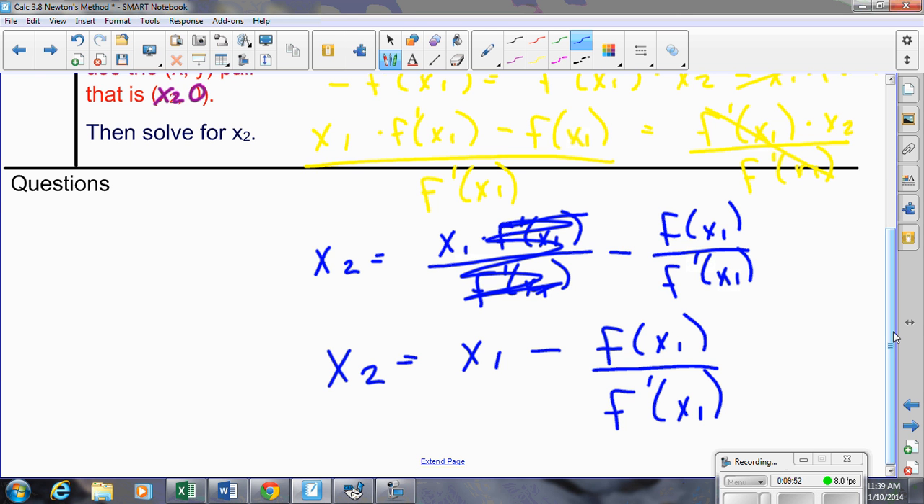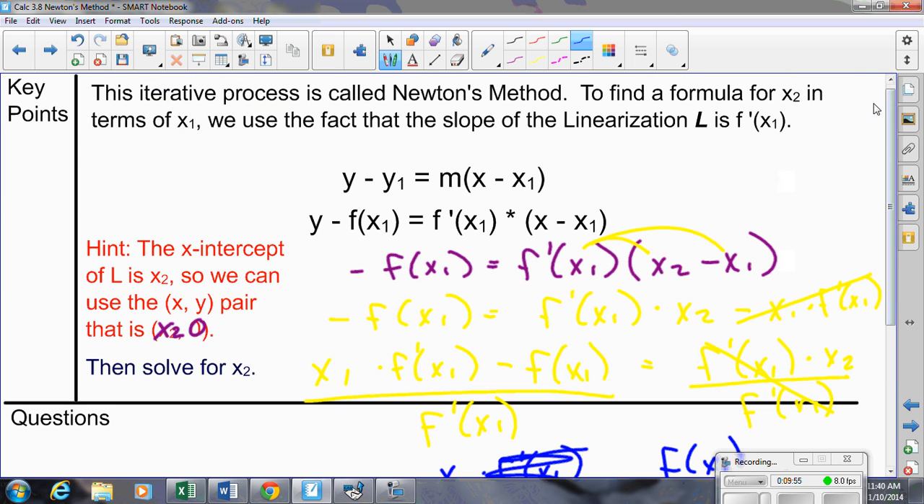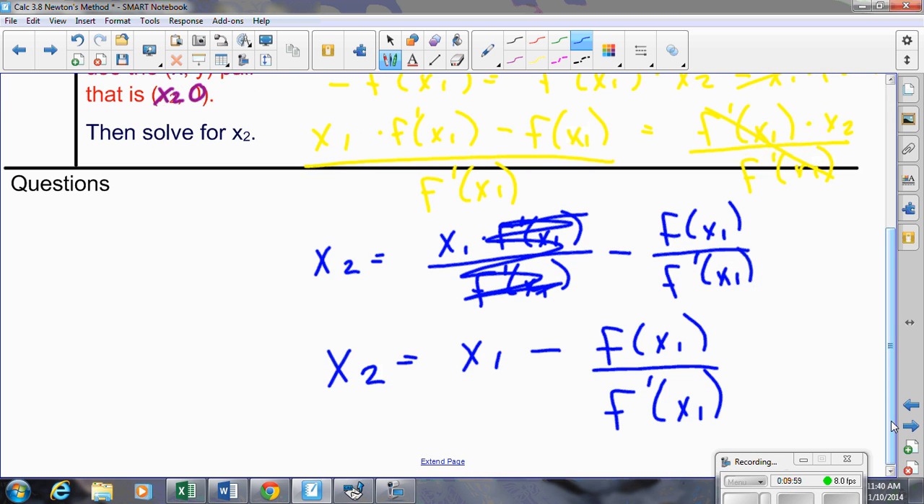Instead of needing to actually plug all the pieces into the equation at the top and then do this algebra based on numbers, we've created a formula that will let you know if you have your initial guess, x1, you can plug it into the function. You will also need the derivative and plug your guess into the derivative. Put those pieces together in this way, and it will tell you what your next number should be.